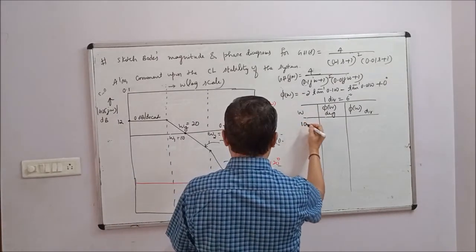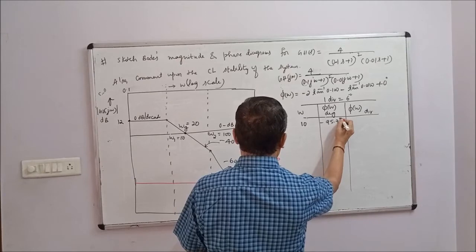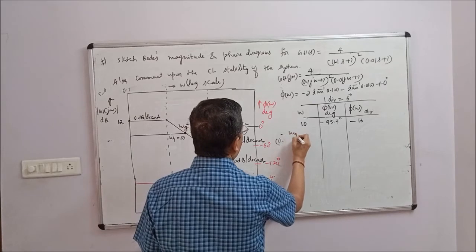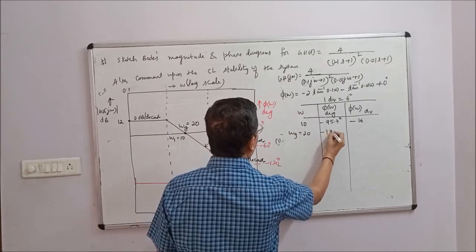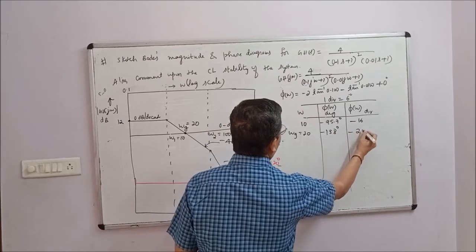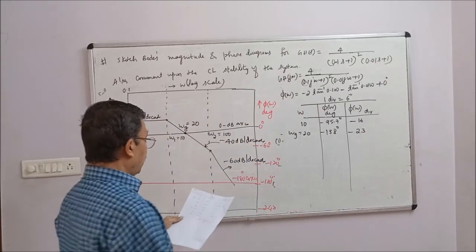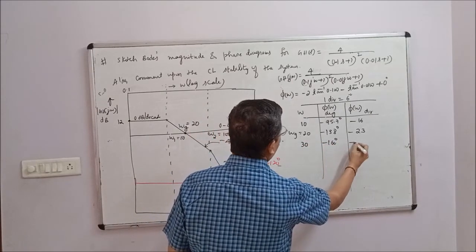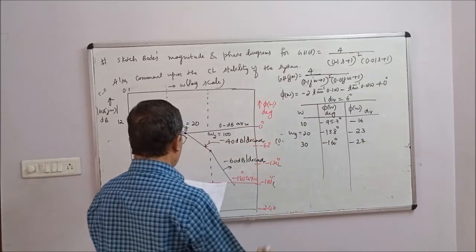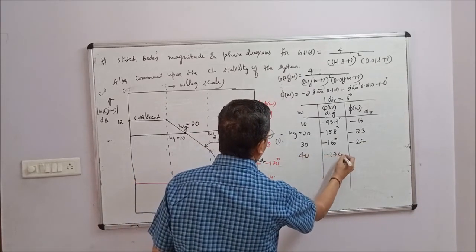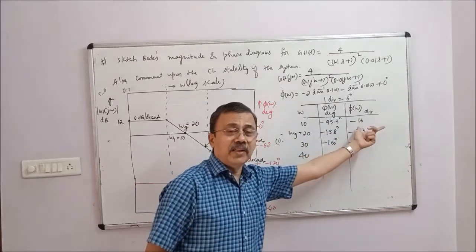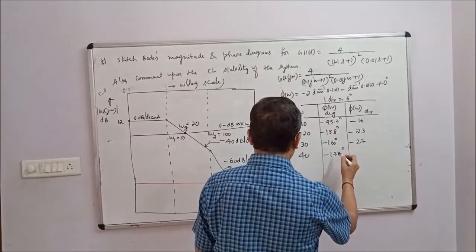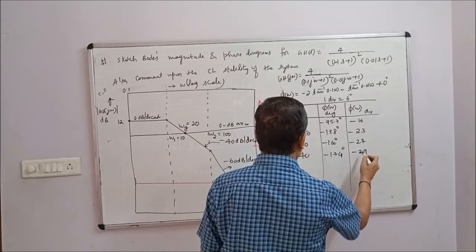When omega is equal to 10, you get minus 95.7 degrees, approximately minus 16 divisions. When omega is equal to 20, you get minus 138 degrees, approximately minus 23 divisions. When it is 30, you get minus 160 degrees, approximately minus 27 divisions. When it is 40, minus 174. Decimal point you cannot plot in the division, therefore you drop it. 40 it is minus 174 degrees, which means minus 29 divisions.